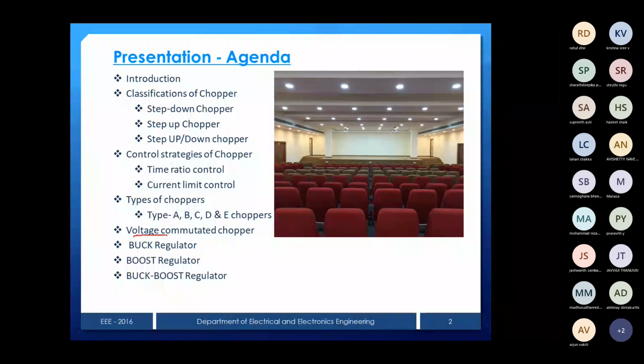In that, one of the techniques mentioned is the voltage commutated chopper, where the device is turned off using the capacitor voltage and all. That is impulse commutation or voltage commutation. And there are three regulators given here: the buck regulator, boost regulator and buck boost regulator. So all three are step down, step up, and step up and down fashion only.